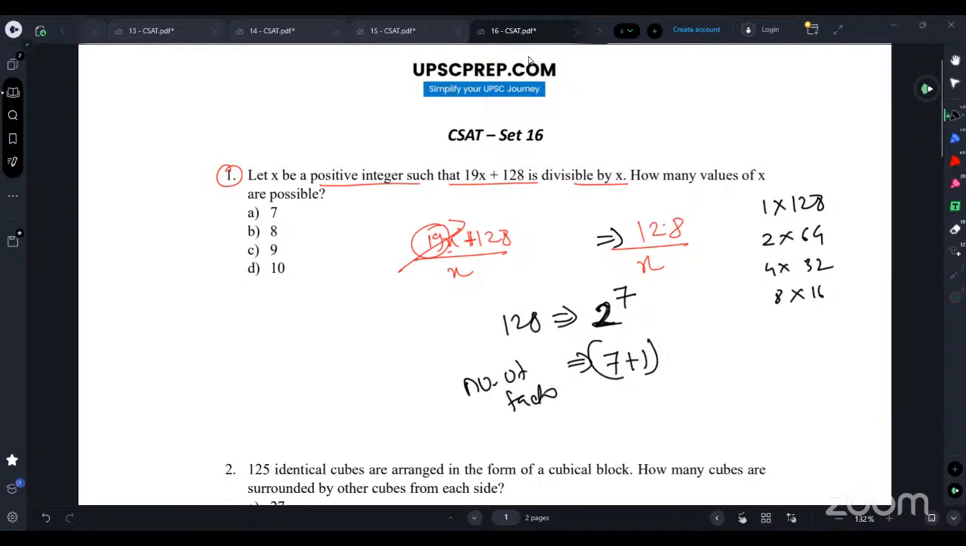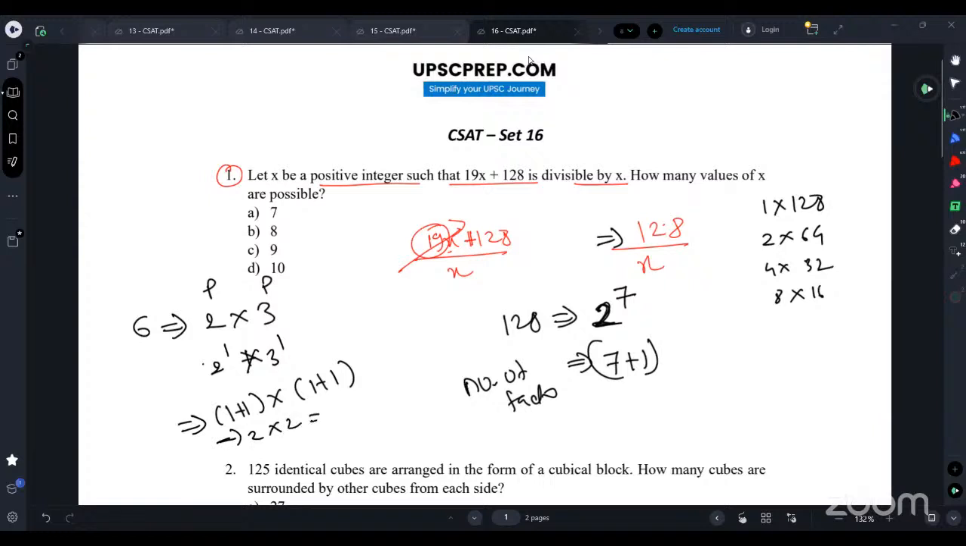So in case of 6, let's say you want to find the number of factors. How do you write? 2 into 3. 2 is a prime number, 3 is a prime number, you cannot factor further. What is the power of 2? It is 1. And what is the power of 3? It is 1. So you take the power 1 and add 1 to it, again take the power 1 and add 1 to it, and take the multiplication. That will be 2 into 2 is 4. So 6 has 4 factors.